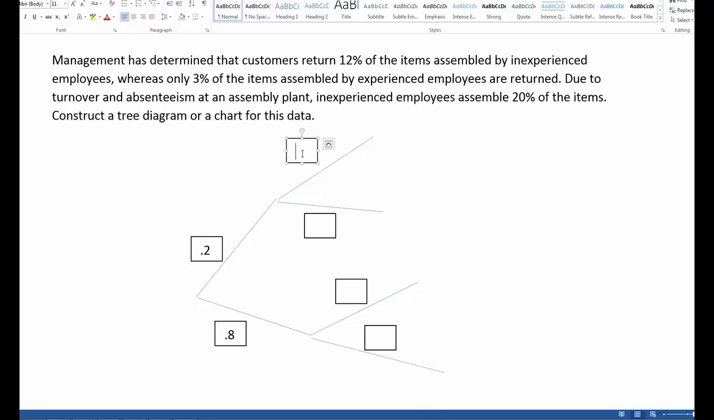Okay, so I know from the inexperienced, which is the 20%, that 12% get returned. Sorry, let me make my text box a little bit bigger. Which means 88% don't. And from the experienced, I get 3% get returned, which means 97% don't get returned. That's right. So that would be a tree diagram of our various scenarios that we could encounter.